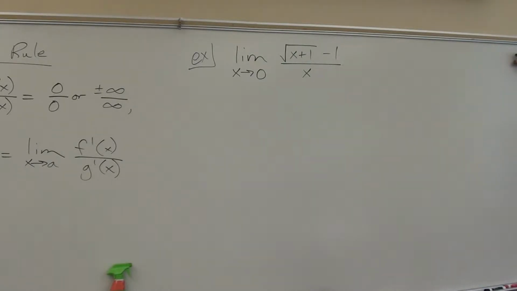Multiply top and bottom by the conjugate of the numerator, right? Okay. And then multiply it out, and then you're going to have to clean it up, cancel common factors, right, and then plug in and solve.